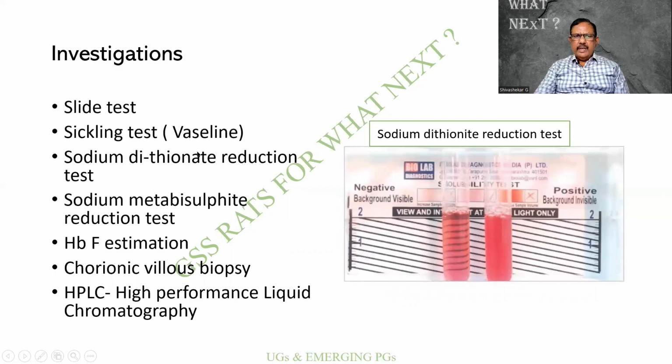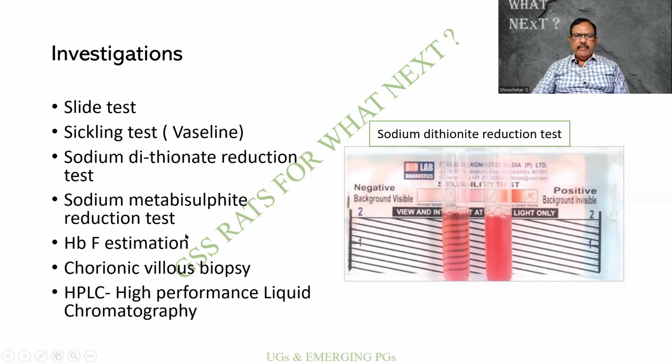The investigations can be, one is the slide test or the sickling test. A drop of anticoagulated blood is kept on a slide and it is surrounded by Vaseline, a cover slip placed. The oxygen is utilized, and the RBCs undergo sickling. There are two types of reduction tests called sodium metabisulfite and sodium dithionite reduction test. Because of that, there can be a precipitate which can be measured.